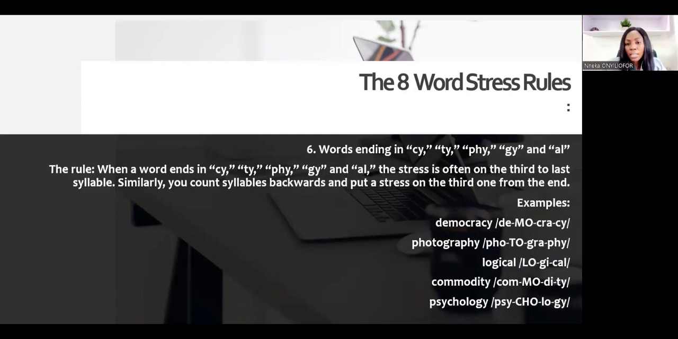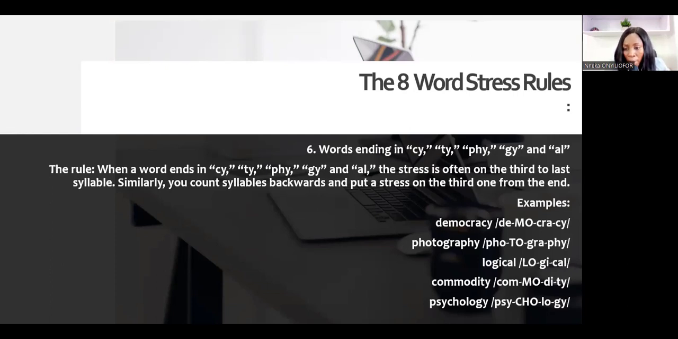Let's take a look at words ending with CY, TY, PHY, GY, and AL. The rule says when a word ends in CY, TY, PHY, GY, or AL, the stress is often on the third to last syllable. Similarly, count syllables backwards and put the stress on the third from the end.